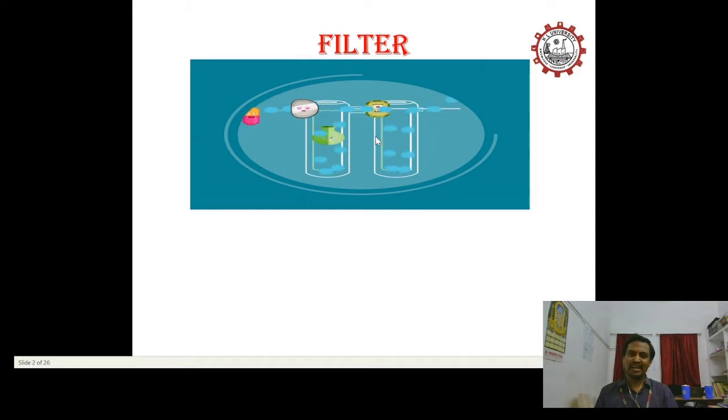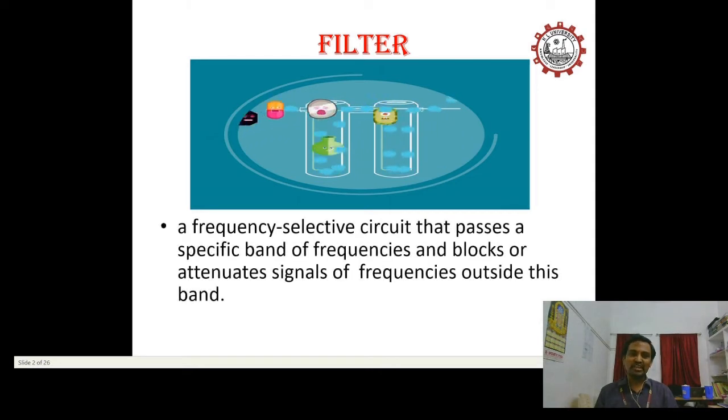In a similar manner, in electronic circuits also, you have a filter circuit where the unwanted frequencies are filtered. So how can you define a filter circuit? It is nothing but a frequency selective circuit that passes a specified band of frequencies and blocks or attenuates signals of frequencies outside this band. That is considered to be the filter circuit.